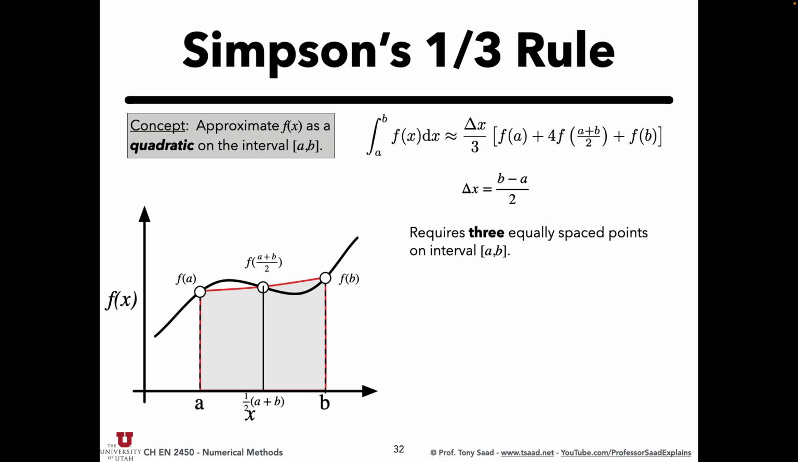But it could be a very effective method for a continuous function because with a continuous function, you can easily obtain this value for the point in the middle. Is this making sense? Okay.